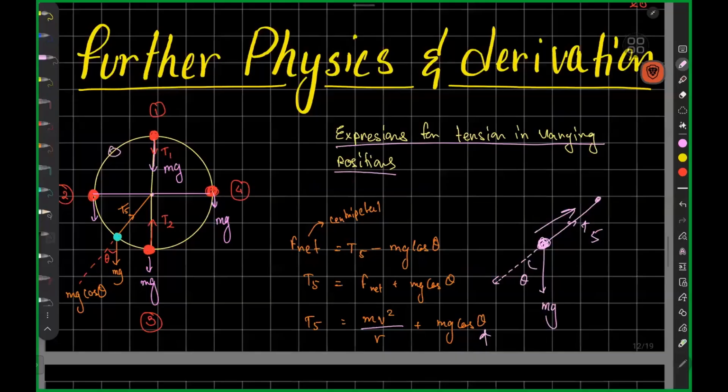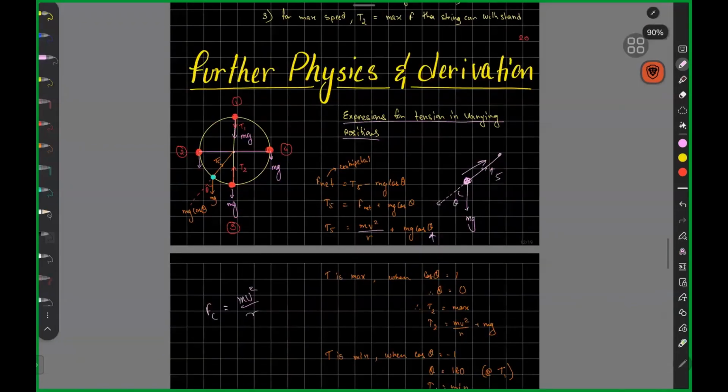Again, in this position theta has increased, and again in this position, theta has increased to 180 degrees. That is exactly what I'm interested in, and that is the exact thing I want to work with. So by changing the theta, what am I saying? What is the position of the bob?